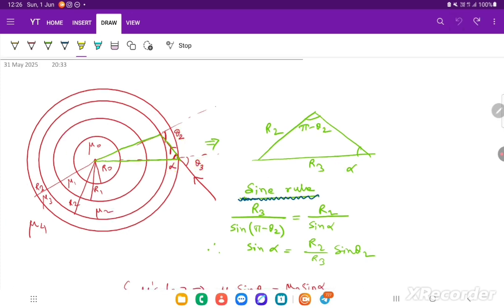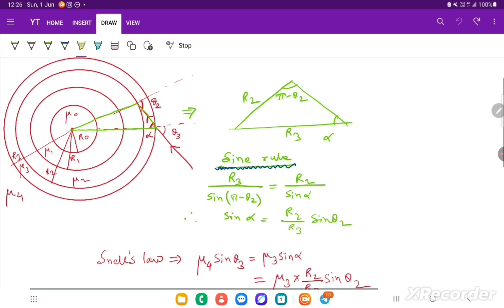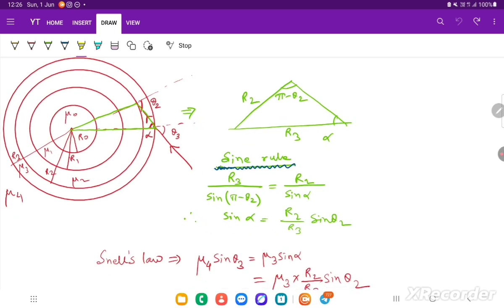Using the yellow highlighter, I'm now applying the sine rule in this green triangle. Applying the sine rule gives r3 upon sine of pi minus θ2 equals r2 upon sine of alpha. Sine of pi minus θ2 is nothing but sine θ2. So from here we get sine alpha equals r2 upon r3 into sine θ2.